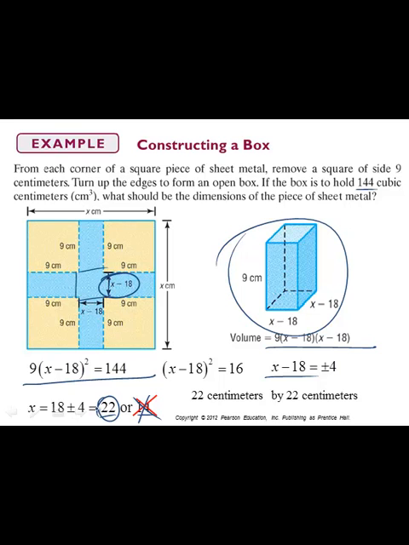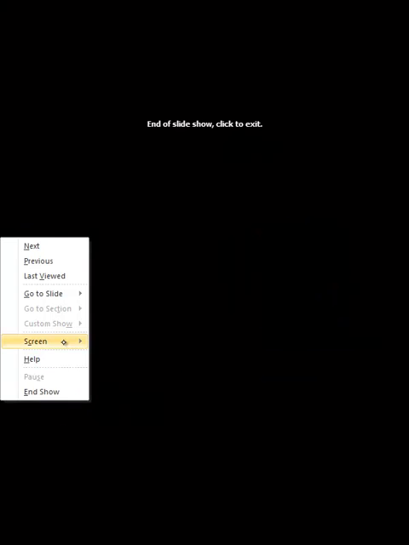Ta-da! So the base of this metallic box will be 22 minus 18, which is 4. So 4 by 4 with a height of 9. And that's it for this section.